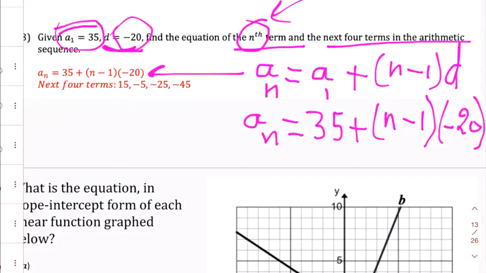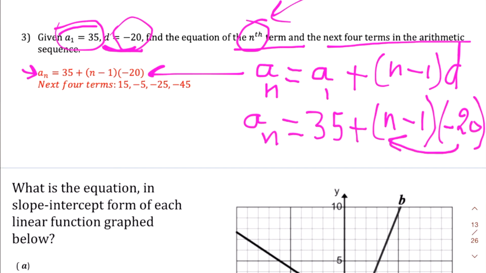Okay? As you can see, they left it like this. You might get different versions in the answer. You might get it simplified. If you get it simplified, you can simplify your answer. Multiply negative 20 over the bracket.